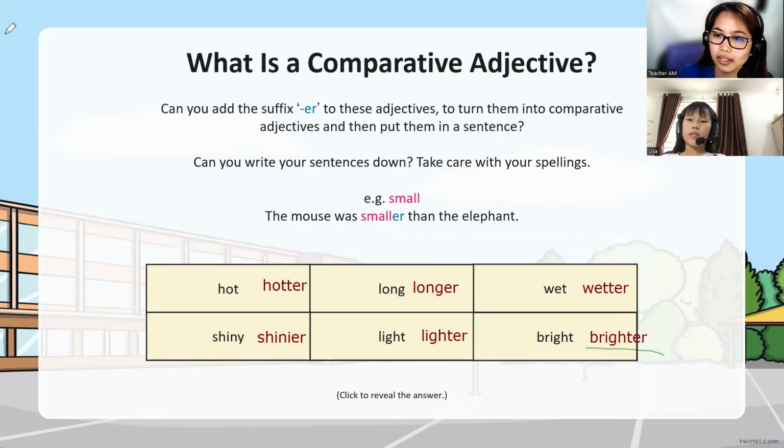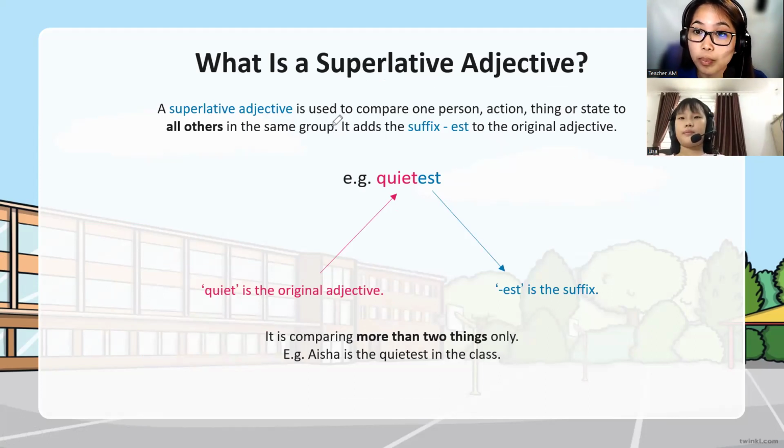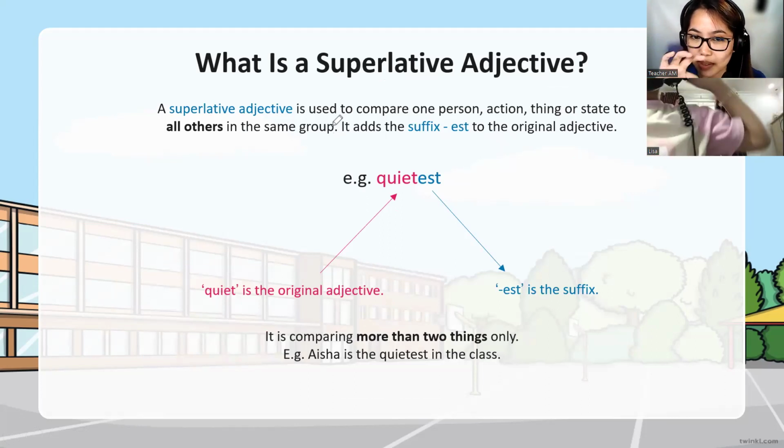Brighter. My water bottle is not lighter than yours. Okay, the bottle is brighter than yours. Very good. Okay, thank you for that one. Now, this one, we also have superlative adjective. So listen carefully. Before, we learned about comparative adjective, we only compare two nouns. But for superlative adjective, we use it when we compare a group or more than three people or three nouns.